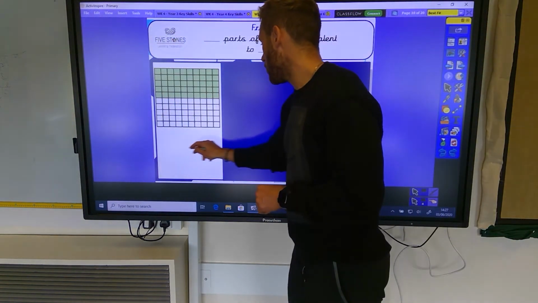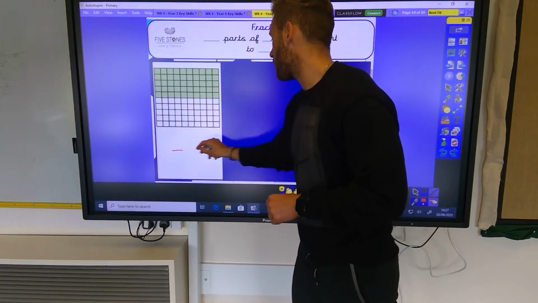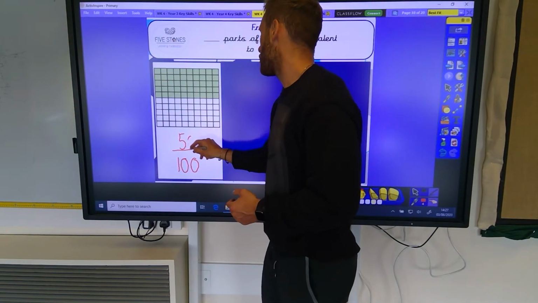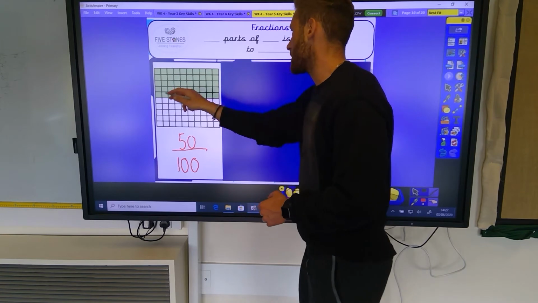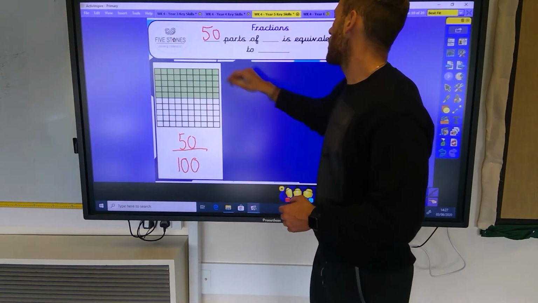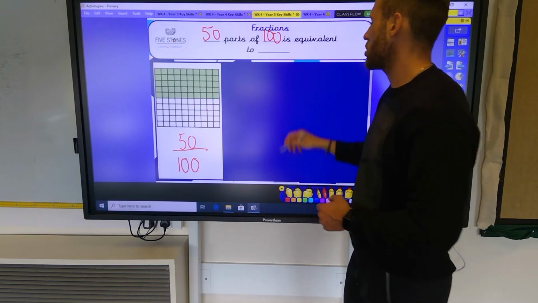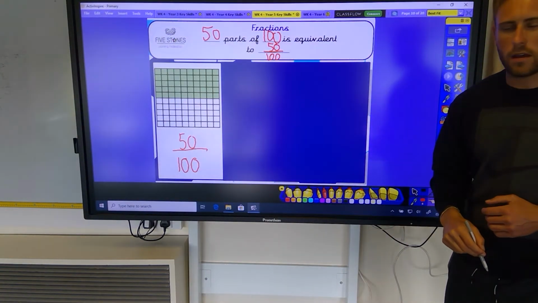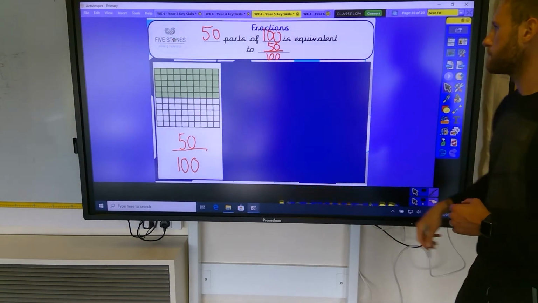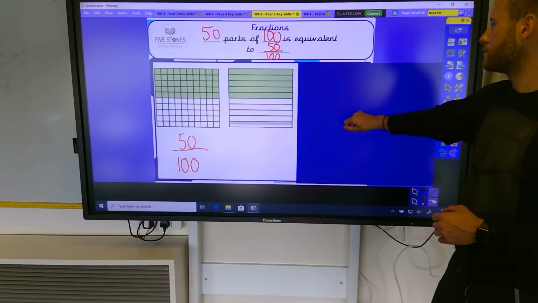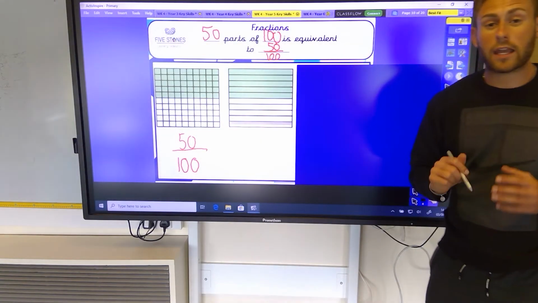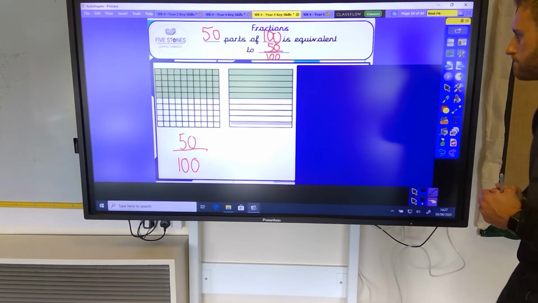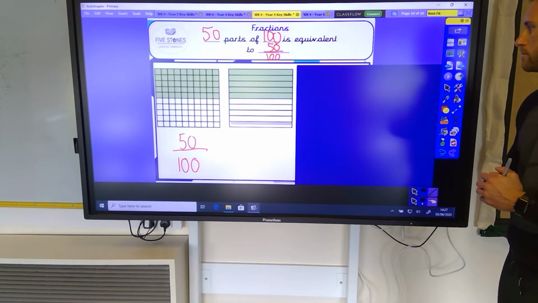Great. So we know there are 100 parts, 100 equal parts, and 50 of them are shaded green. 10, 20, 30, 40, 50. So 50 parts of 100 is equivalent to 50 hundredths. Fantastic. Now, looking at that representation, I would like you to write the fraction that represents that representation. Off you go.